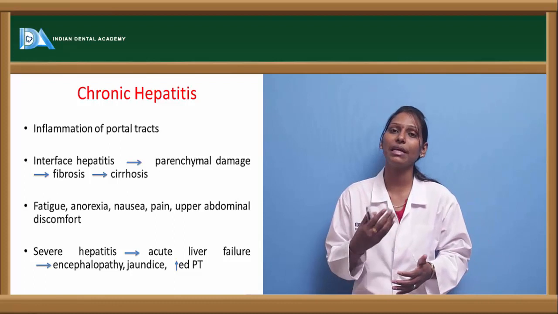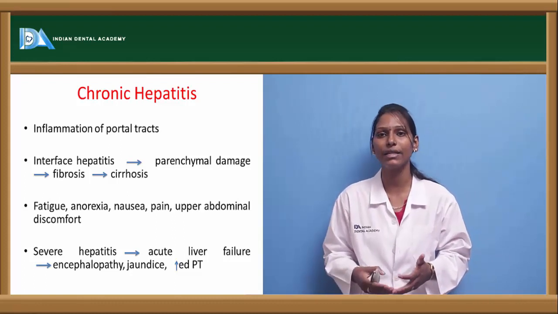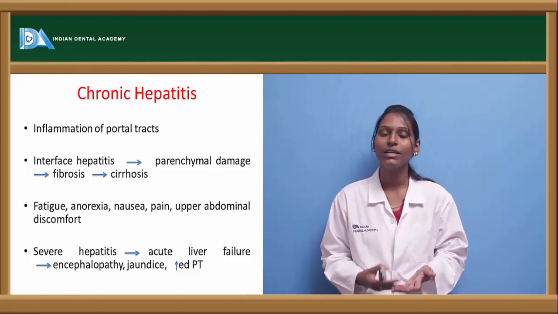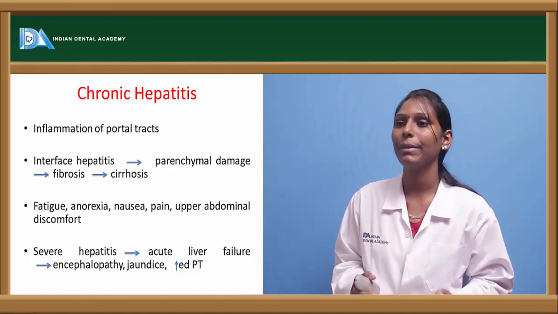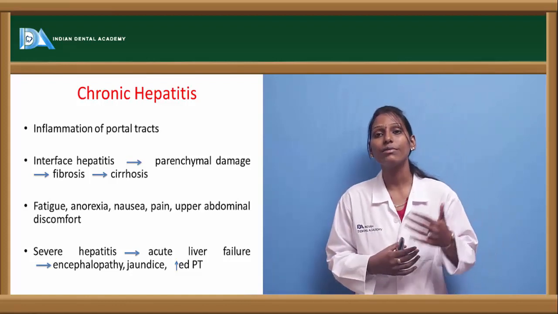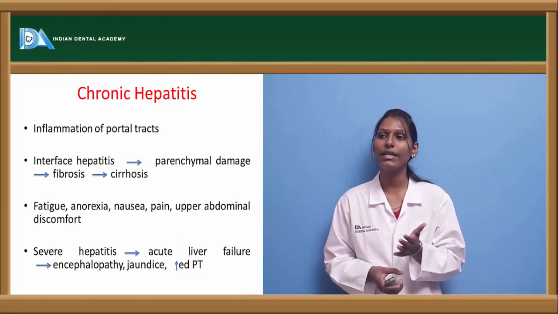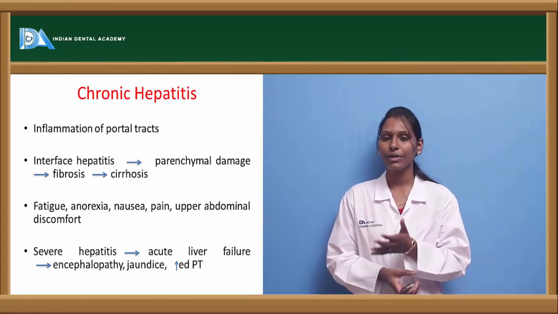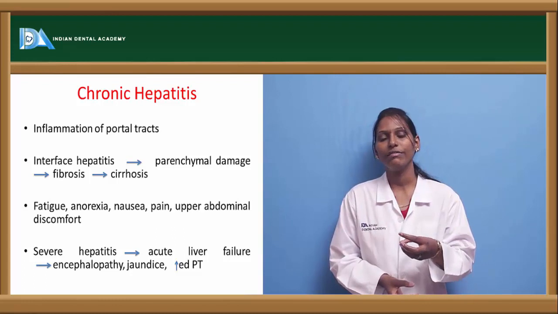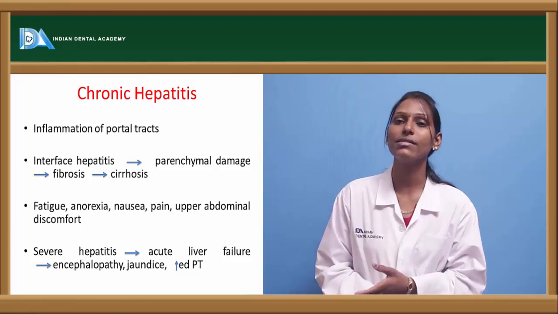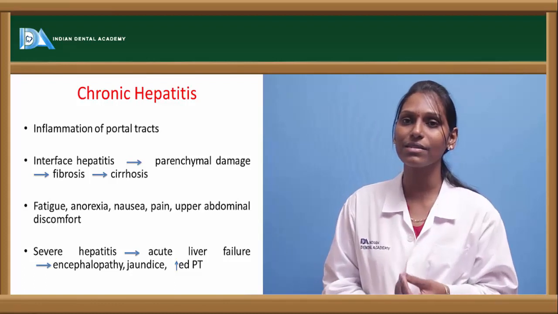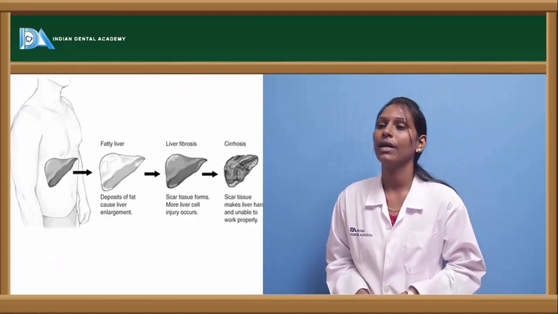The most common symptoms associated with chronic hepatitis include fatigue, anorexia, nausea, and upper abdominal pain or discomfort. In case of severe hepatitis, this will lead into acute liver failure because of the necrosis of the liver, and further it can also lead to encephalopathy or jaundice, and the patient will have increased prothrombin times.